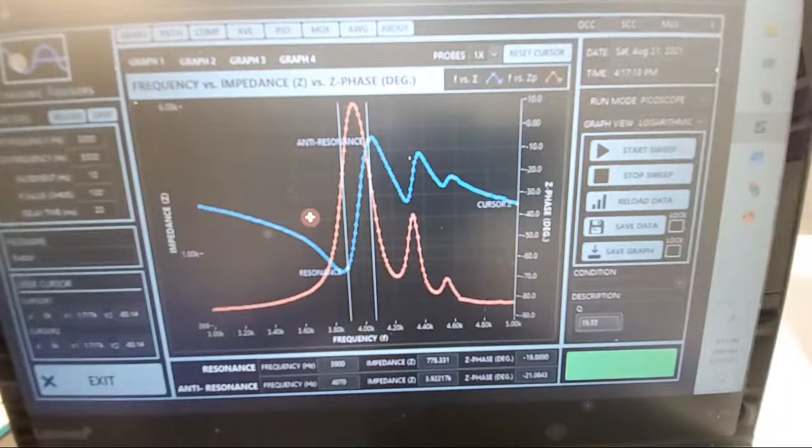Because there may be, for example, for this buzzer, an additional mode here that doesn't really move a lot of air, but still it detracts from the major resonance. Because it doesn't move a lot of air, let's say it doesn't produce a lot of sound.